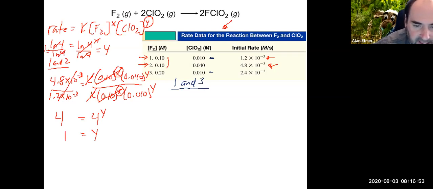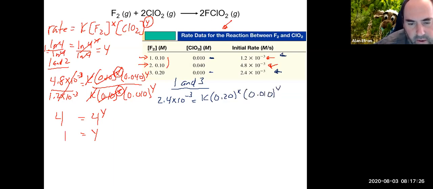If we do this again, looking at 1, which is here, and 3, which is down here, I see that number 3 has the larger rate. So again, to get slightly better whole numbers, I'm going to put that one up on top. Everything from number 3 will go up on top. And that would get me 2.4 times 10 to the minus 3 equals K, 0.2 to the X, and 0.01 to the Y.